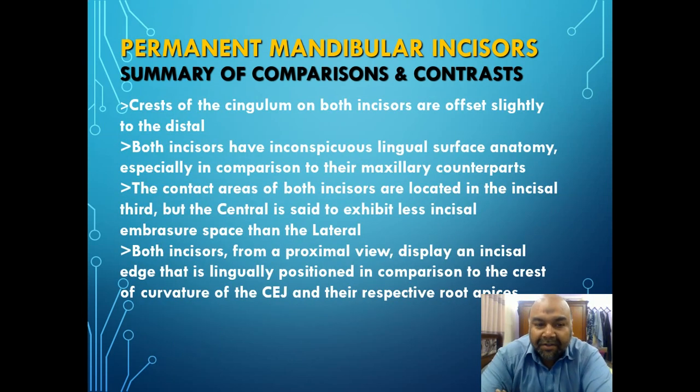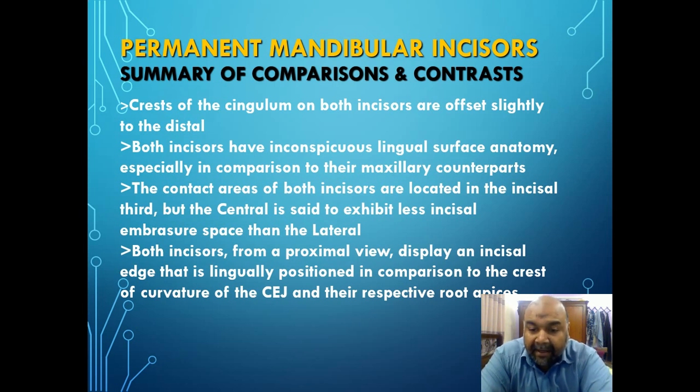Another important feature is that the cingulum on both the mandibular central incisor and on the mandibular lateral incisor are both offset slightly to the distal. It means the most prominent portion of the cingulum on both the mandibular central and the mandibular lateral incisors is found a little bit on the distal side.